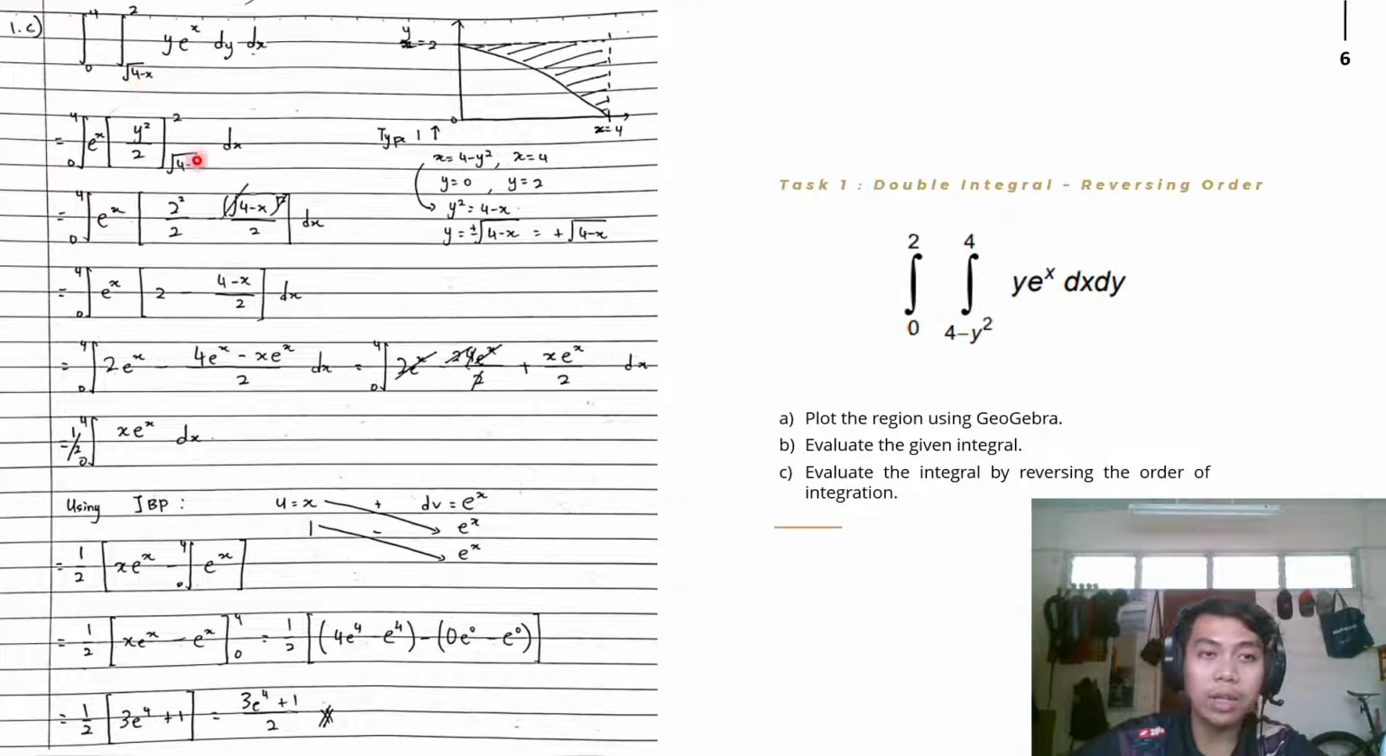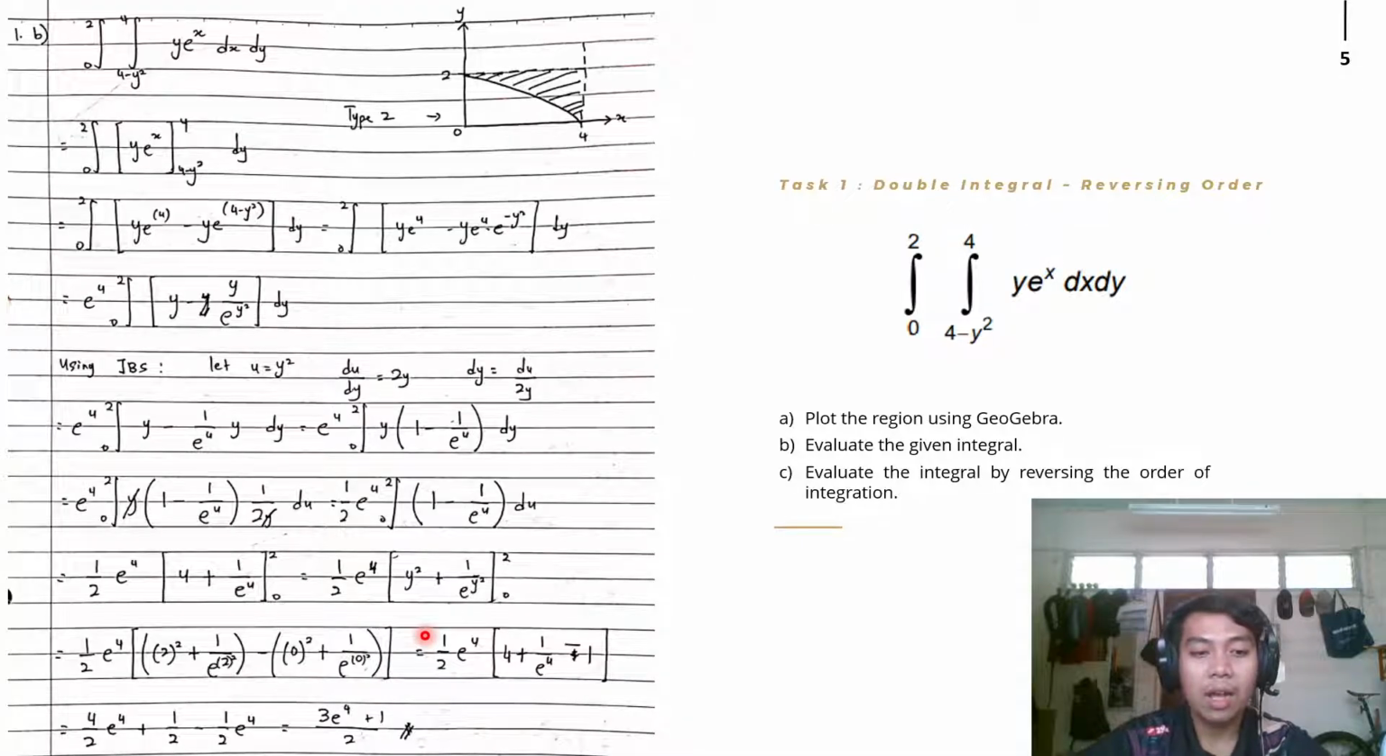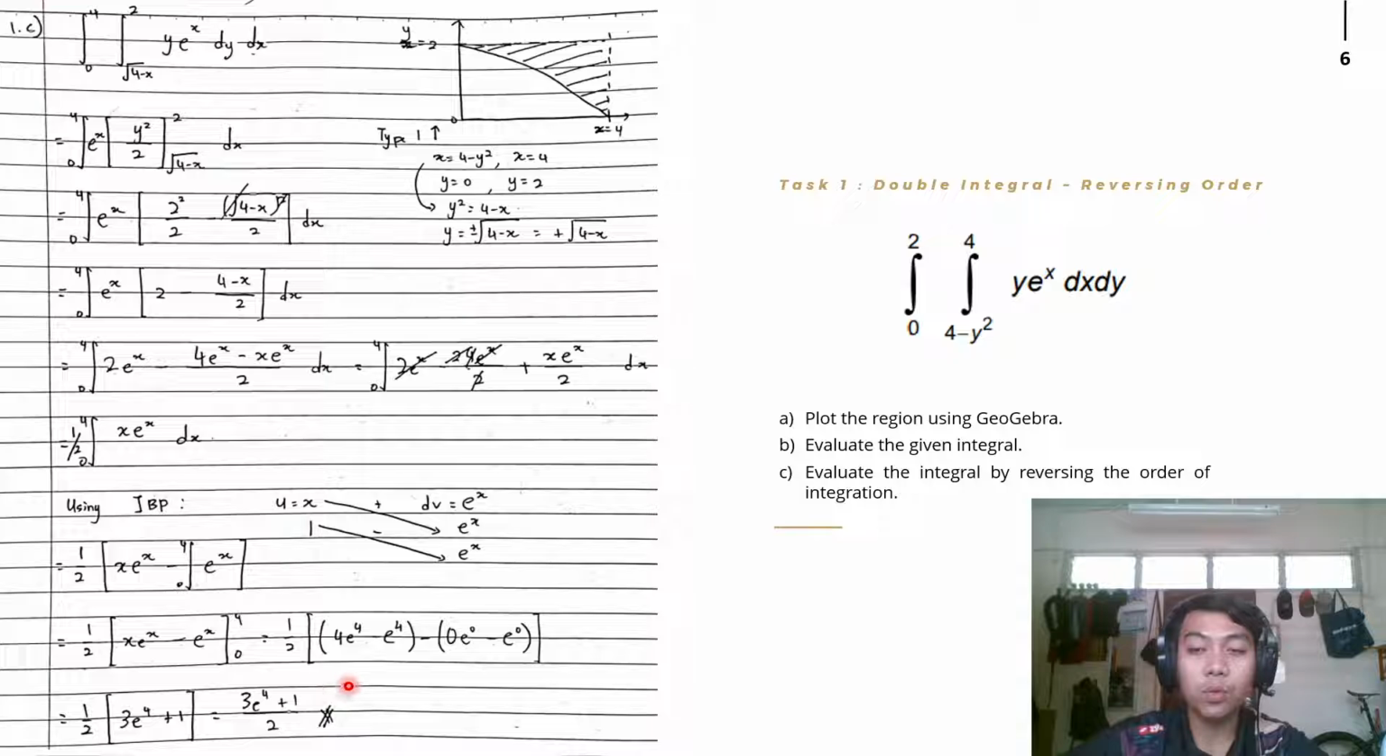After we integrate using basic integration, here I will use integration by parts, because we have two variables that we cannot integrate directly. Using this method, I will get this, and then integrate again, and the last answer will be the same as 1b. As we can see here, we have the same answer, 3 exponent power of 4 plus 1 over 2.